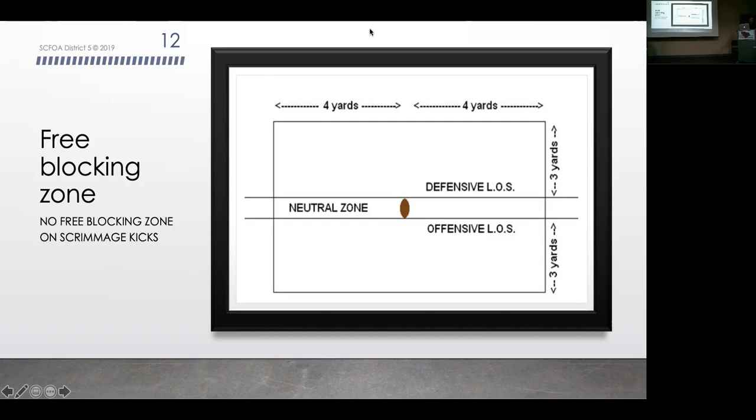Don't we traditionally have it on the scrimmage kick? You could, if they charge you. Yeah, right.